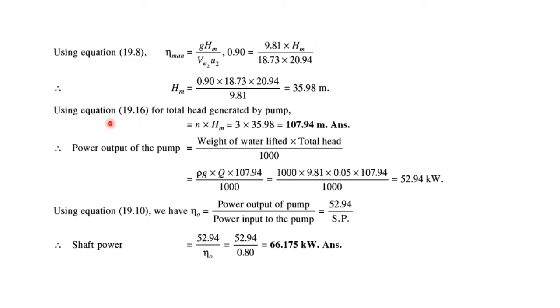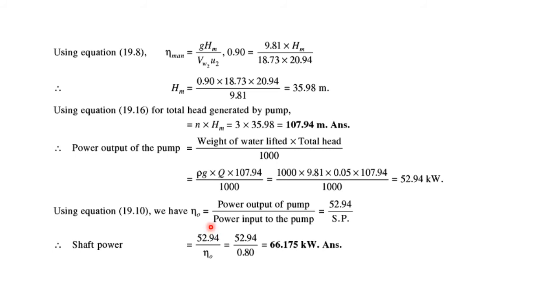Using the relation for total head generated by the pump, the number of impellers is n and the head developed by each stage is Hm. So total head generated by the set of impellers will be equal to 107.94 meters. And power output of the pump is equal to weight of water lifted multiplied by total head upon 1000. Weight of water lifted will be equal to rho g Q and total head is 107.94. So the power output of the pump comes 52.94 kilowatts.